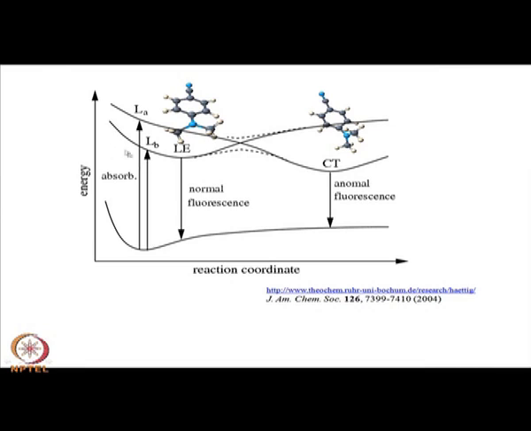So you see that it has got this locally excited state, referred to as LE state, and corresponding emission is called the normal fluorescence, and the other is your charge transfer state, and this charge transfer state gives rise to anomalous fluorescence.